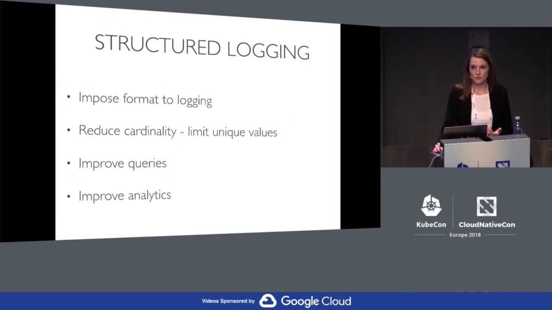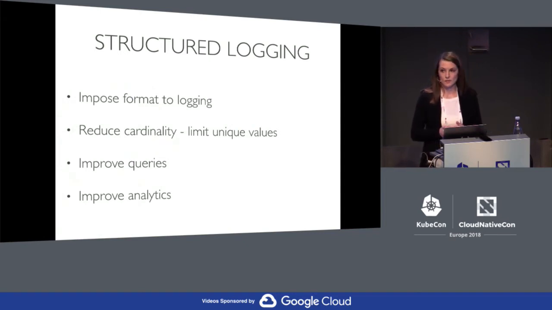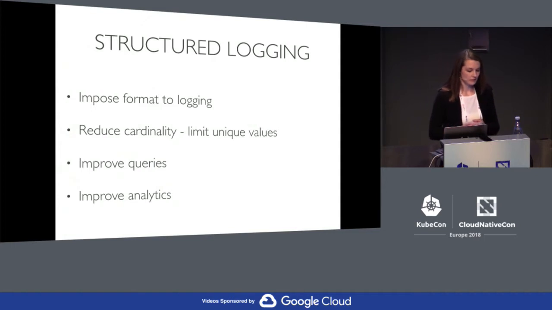So if we can impose a format to our logging and use structure and use fields instead of raw strings, we can tie context, we can tie a transaction ID, or some error to an occurrence. And we can reduce cardinality. So limiting unique values is really important. And we can use just a few fields and limit to just the information we need to see. We have fewer columns in a database then, so queries are improved. We have faster lookups, and we can improve analytics and get to the information that we need faster.